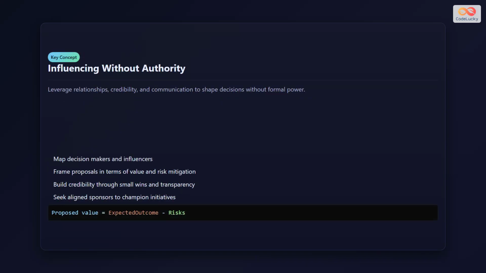A stakeholder is anyone who has an interest in or is affected by your project or decision. This includes team members, managers, customers, investors, and even competitors. Stakeholders can be internal, like employees and leadership, or external, like clients and regulatory bodies. Understanding who your stakeholders are and what they care about is the first step toward effective management. Not all stakeholders have equal influence or interest, which is why we need a structured approach to identify and prioritize them.